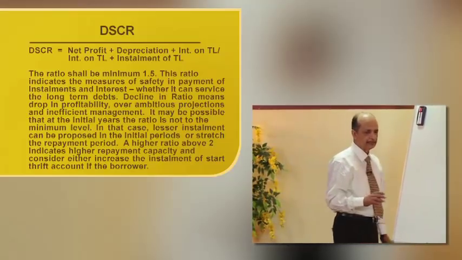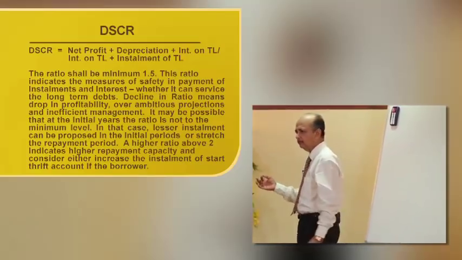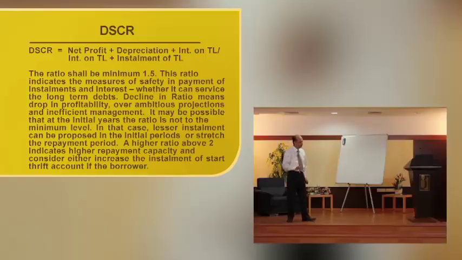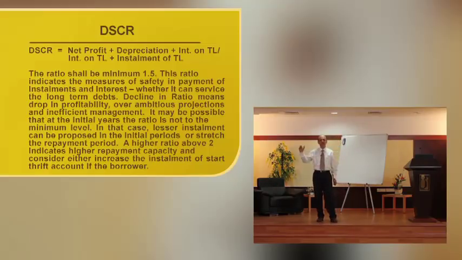In that case, what would a banker do? The banker has taken a decision to finance the project taking into account all the parameters. If the DSCR, debt service coverage ratio, in the initial years is at a lower level than the ideal one, then bankers can stipulate lower repayment in the initial years, and the amount of installment can be stepped up in the later part of the repayment period.